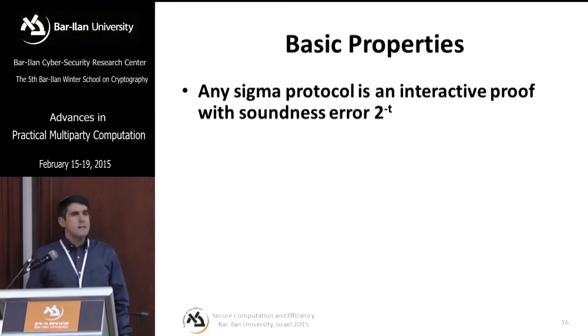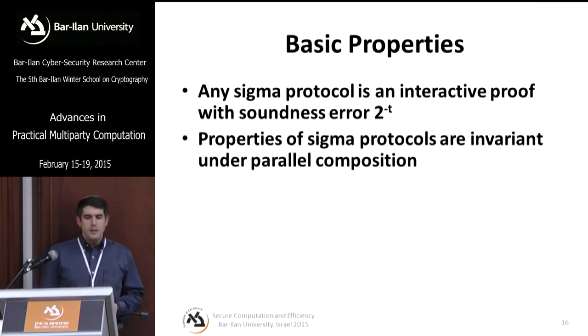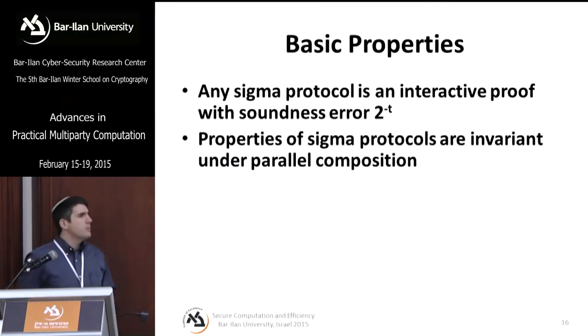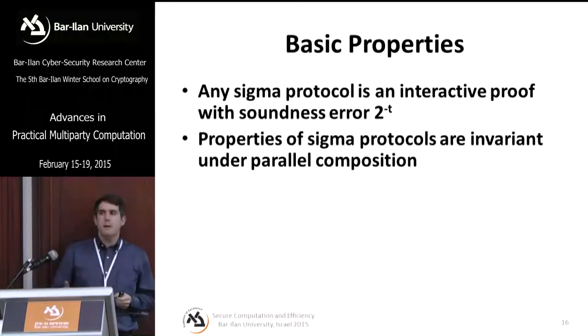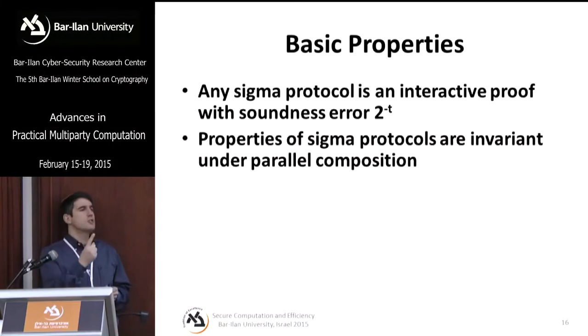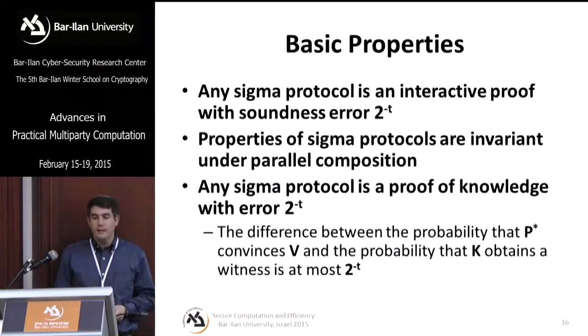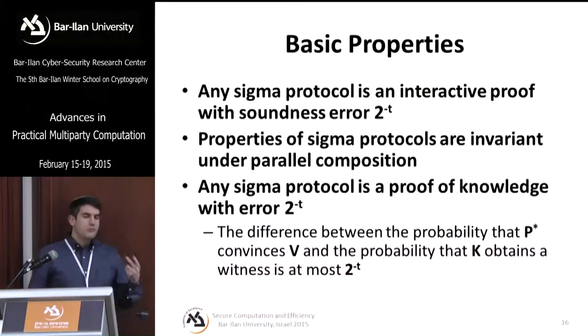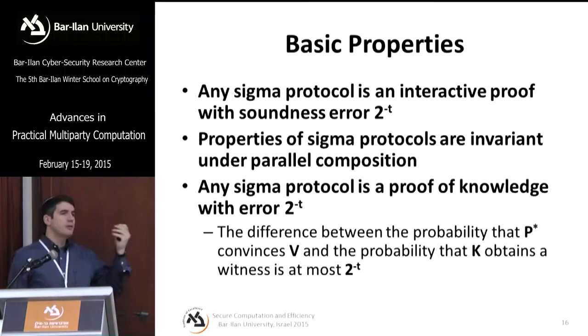As I mentioned, any sigma protocol is an interactive proof with soundness 2 to the minus t, because if you can extract a witness, then the statement must be true. There are also very nice properties of sigma protocols. For example, if you run many in parallel, then you can use a single challenge E for many different proofs, and everything is fine. It's also a proof of knowledge in the standard notion of a proof of knowledge with an extractor.